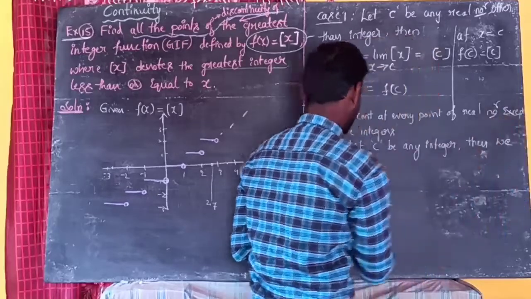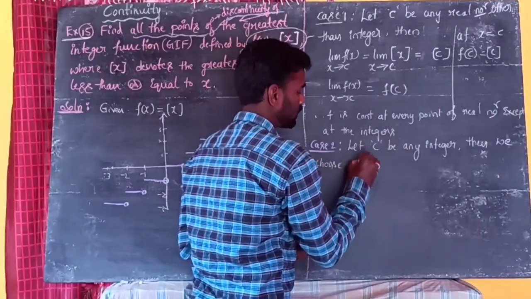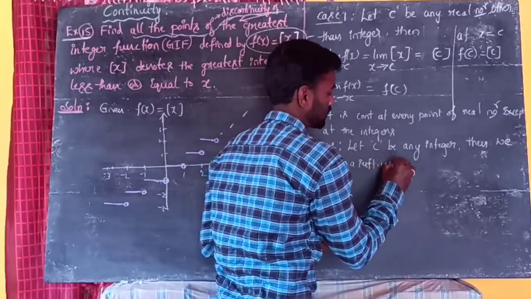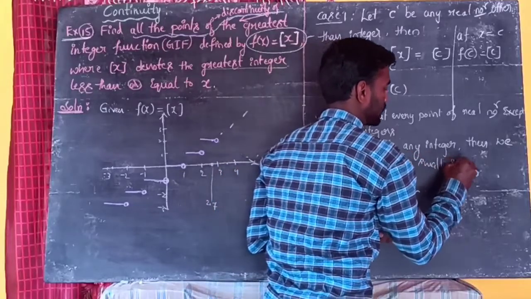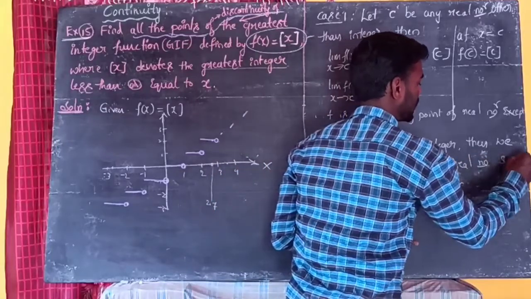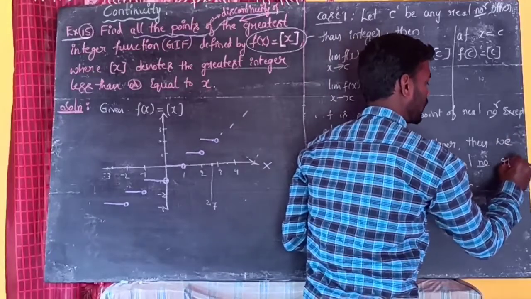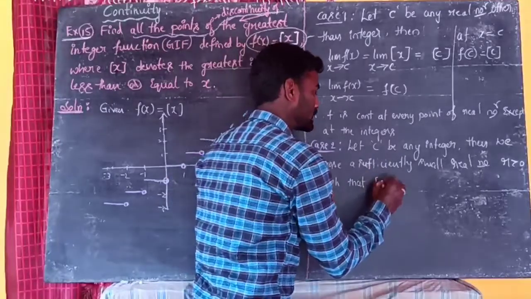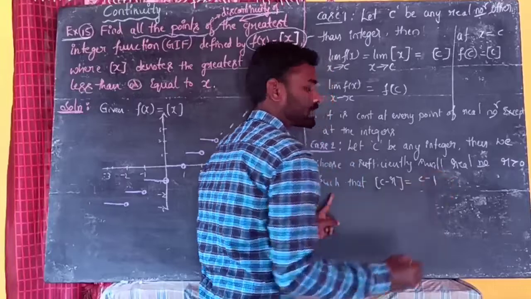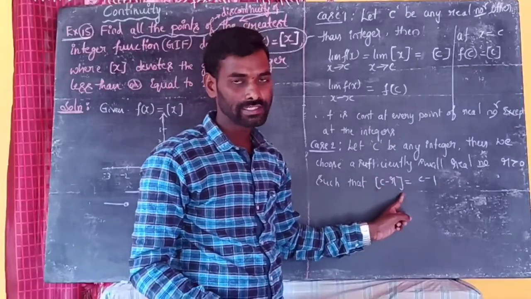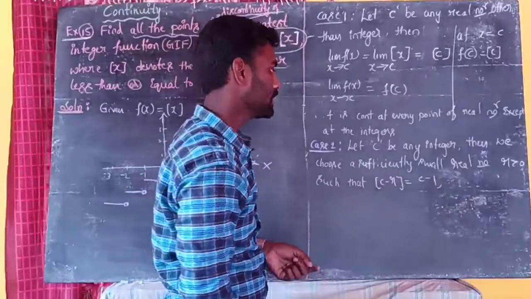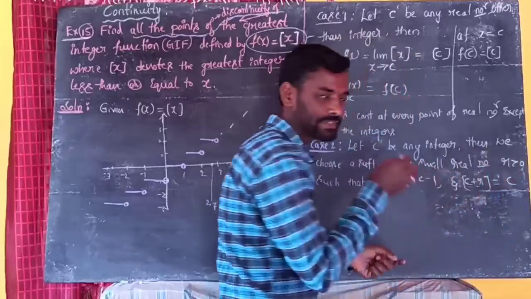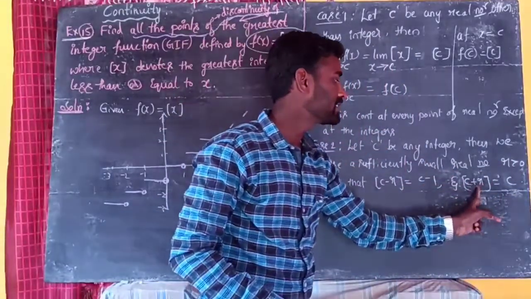Then we choose a sufficiently small real number R such that R is greater than 0, such that greatest integer of C minus R is equal to C minus 1. Greatest integer of C plus R is equal to C, guys.